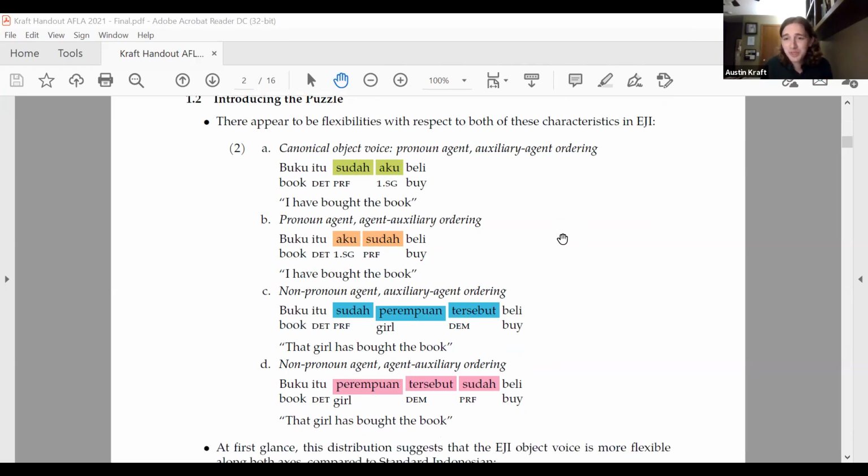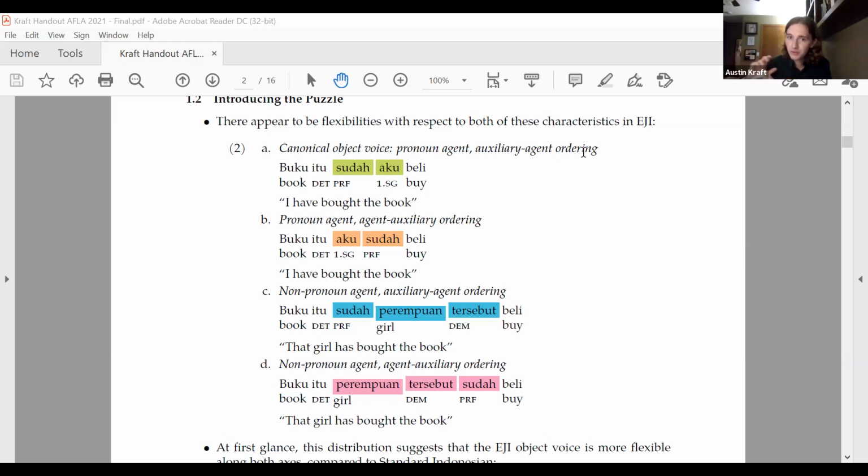So in this quadruplet, we have the canonical object voice for reference in 2A, and then we also have some variants that we see are possible in East Javanese Indonesian, namely, we look along these two factors. First, an agent auxiliary ordering, seeing that compared to a canonical object voice, as in 2A, a sentence like 2B is also possible, where the agent precedes the auxiliary.